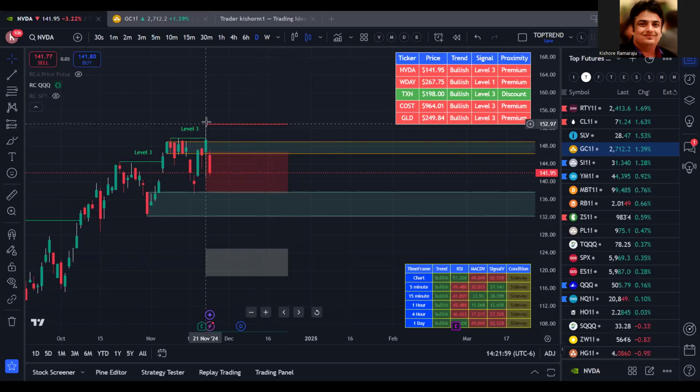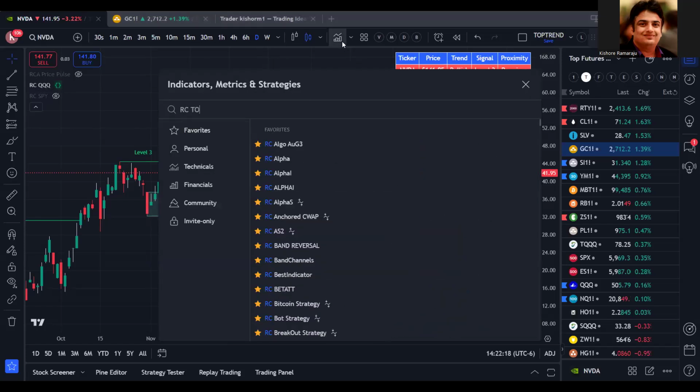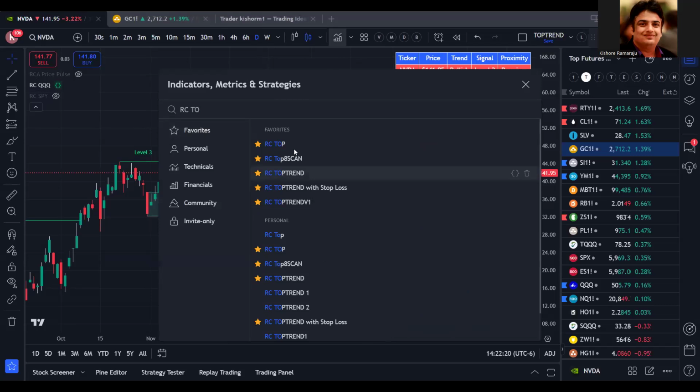Because your high price on this particular 21st November, the high price on 22nd November, if you see, this one is at the top, and this one is at the next, right? So it is going down, right? If you want, you can also use this indicator.